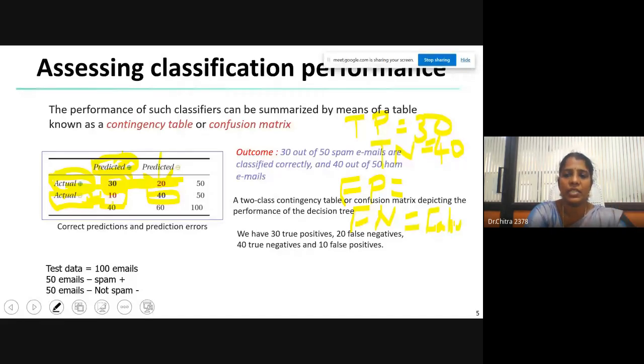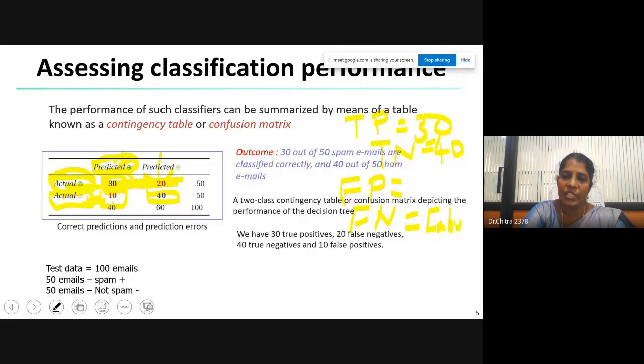So in the confusion matrix, there are four things: true positive, true negative, false positive, and false negative. True positive means the values are actually positive in the data set, and the classifier also predicted them as positive. True negative means the value is actually negative in the data set, and the classifier also predicted it as negative. That is true positive and true negative.